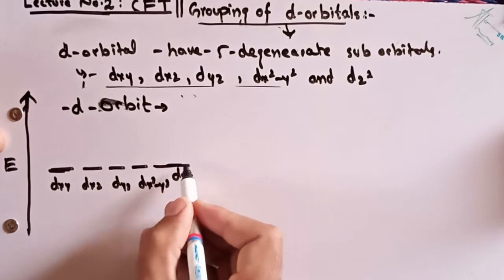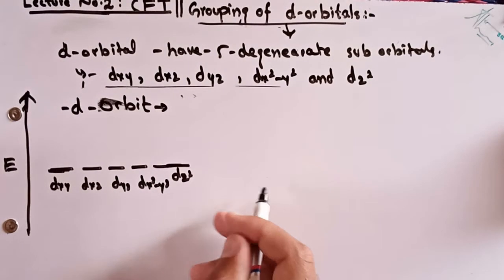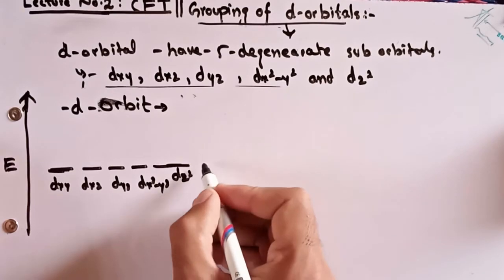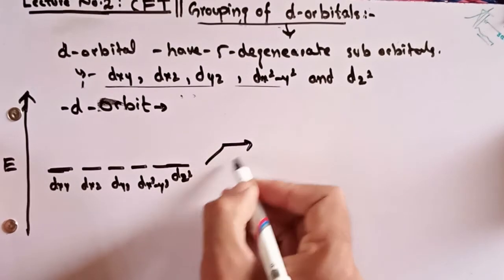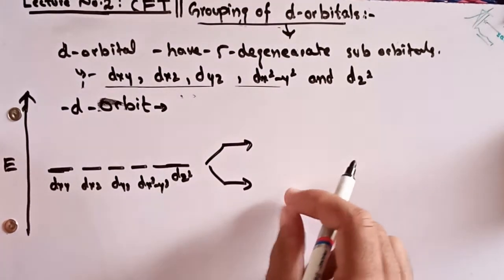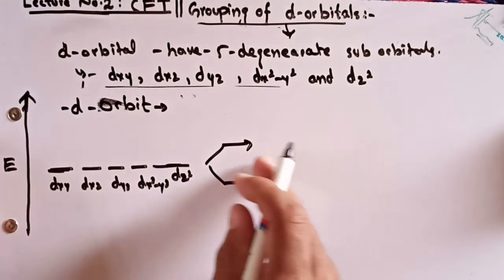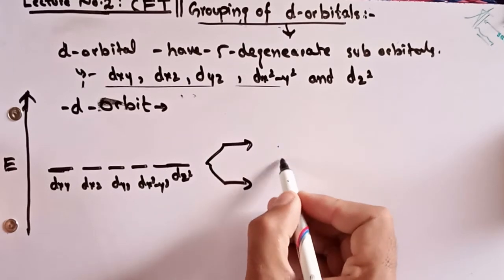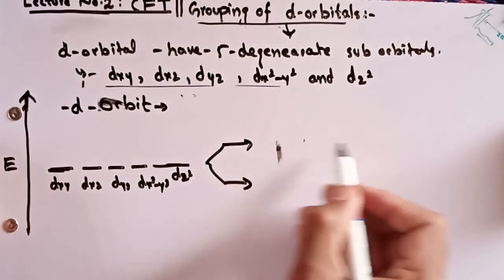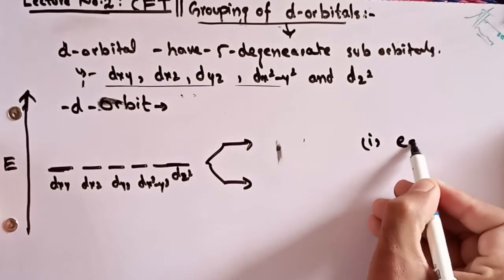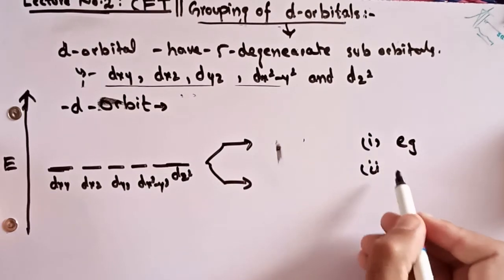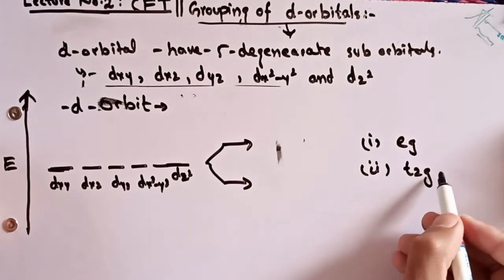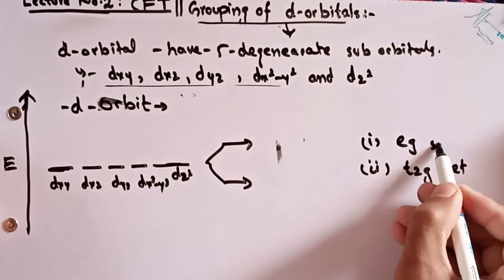When ligands approach and interact, these 5 degenerate orbitals of the central metal atom will split into two different types. They will only split into two sets: one is the eg set, and the other is the t2g set.